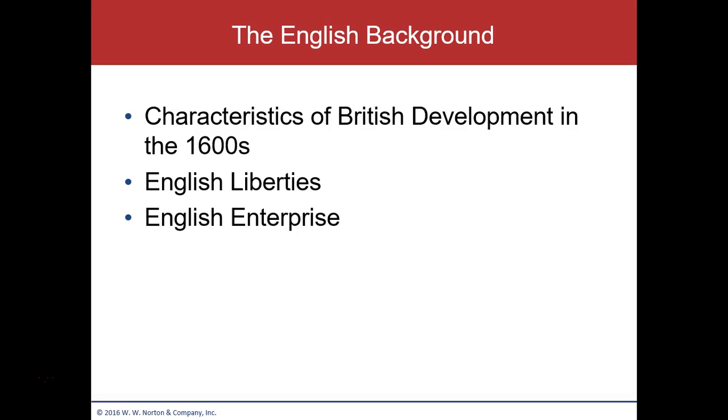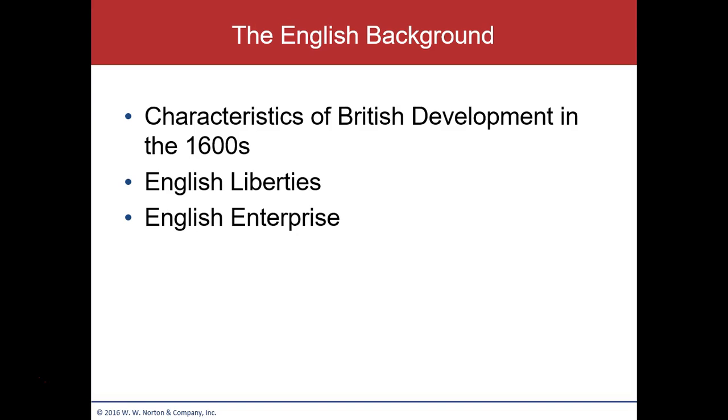Okay, so we're going to talk a little bit about the background of the English. So we'll start off with the characteristics of British development in the 1600s. Obviously, the United States is far from Great Britain. So since the settlers are kind of apart from the European continent, the British Isles are able to develop kind of in isolation from the rest of Europe.